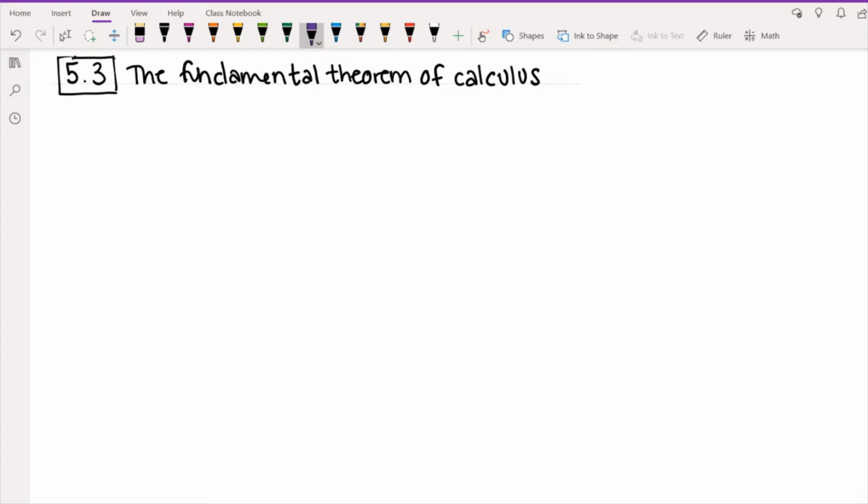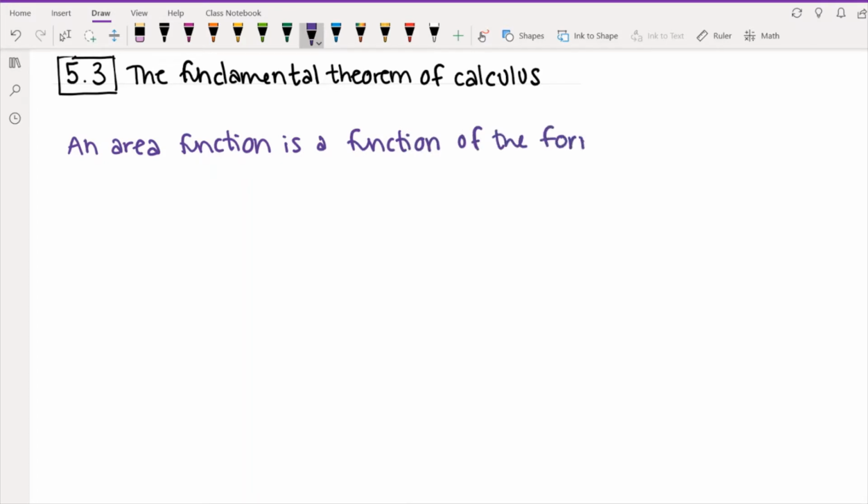The new type of function that we're going to learn about is called an area function. We know how integrals are a way of calculating areas, right? And an area function is just a way of turning that idea into a function. I'll show you what I mean by that in a moment. So an area function is a function of the form, and this will probably look a little confusing at first, but once I explain it and we get into some more examples, it will become a little clearer what's going on here.